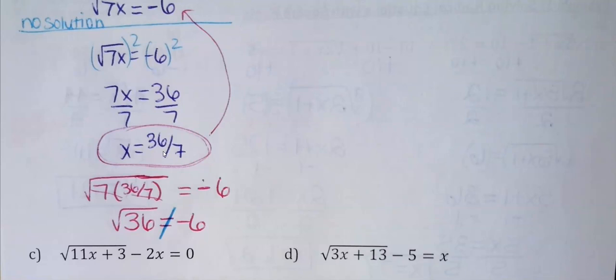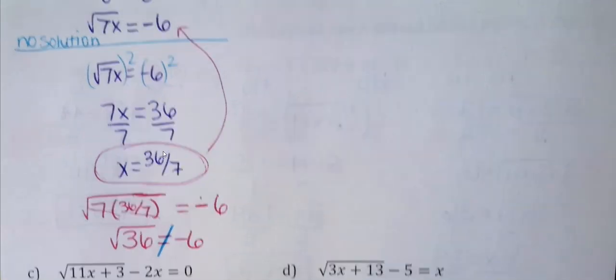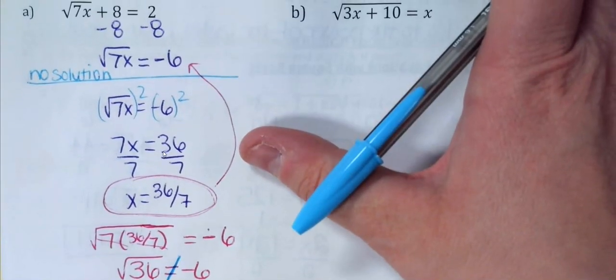Square root of 36, it should be positive 6. So just be careful with that. That's just got a number. The rest of these, you're going to have to check your answers.